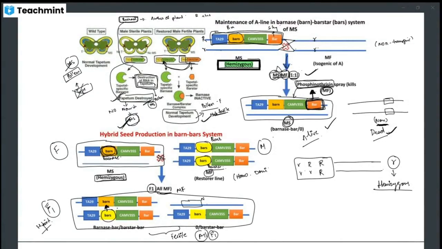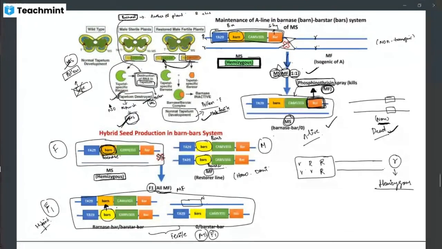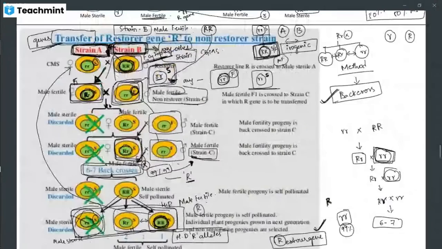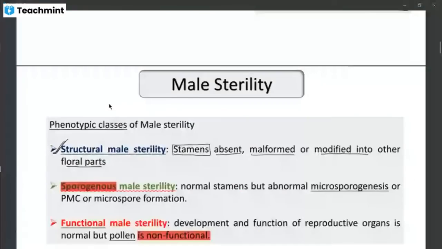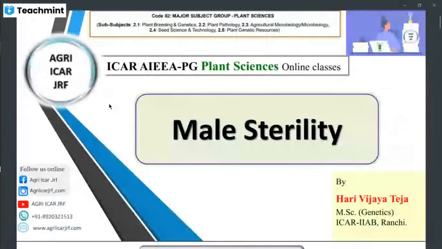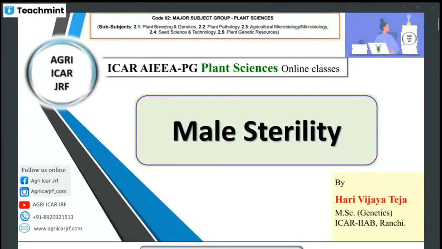With this, we will be completing the male sterility part. We have completed the modes of reproduction, self-incompatibility as well as male sterility in detail. So I hope everyone understood all three basic and essential concepts that we need, so that we can enter into the breeding methods.